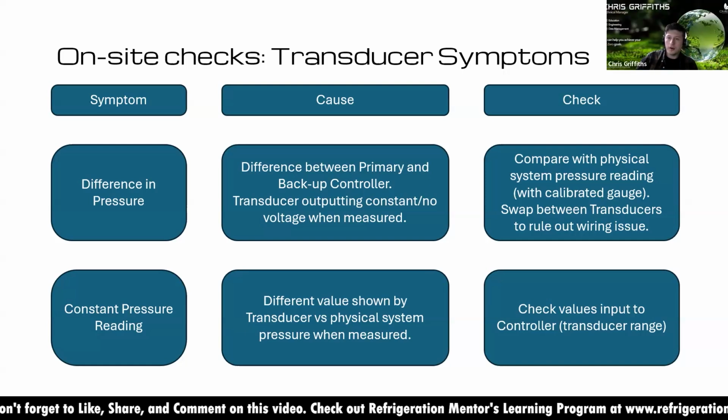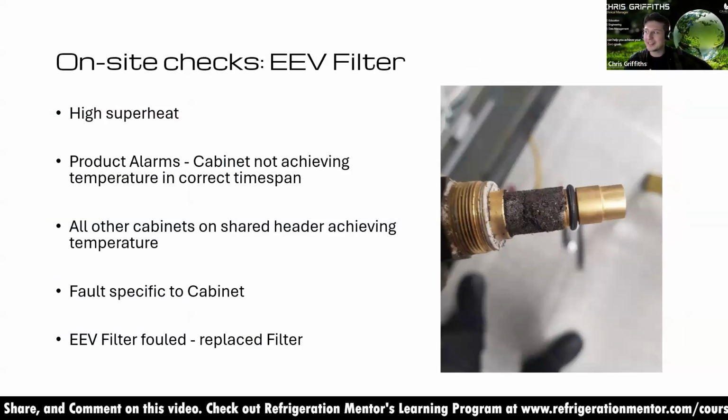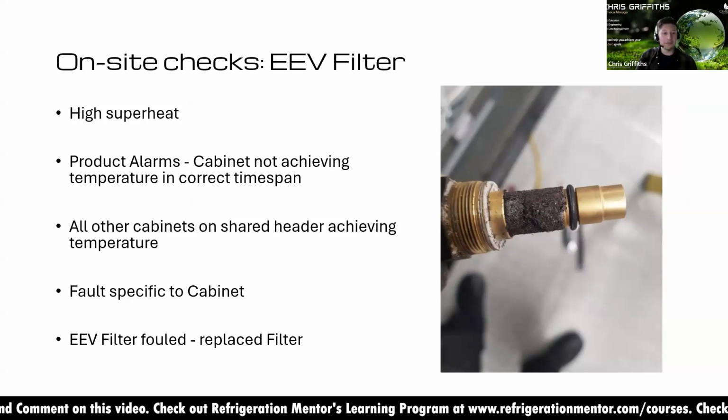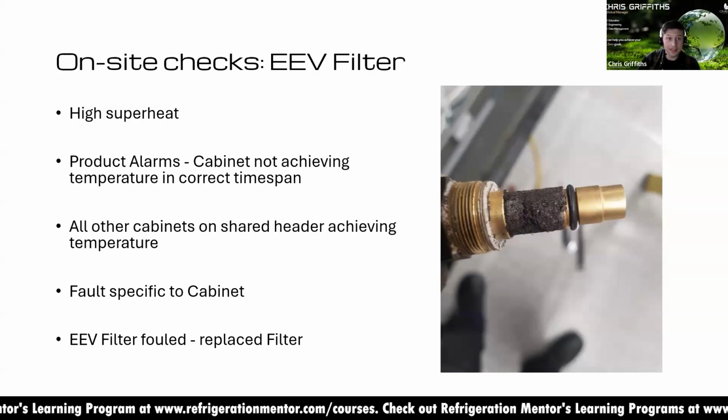So next few slides we've got some of the photos which John's kindly shared with us of things he's found in his time. As we spoke about the debris within the valve earlier, on the right hand side you can see just how much debris is built up on that filter. So again, high superheat, product alarming, cabinet not achieving temperature within a correct time span. Presumably that was off of defrost, whereas all the other cabinets on that shared header, that pipework, were achieving temperature within the right set time limit. It's a fault specific to the cabinet.